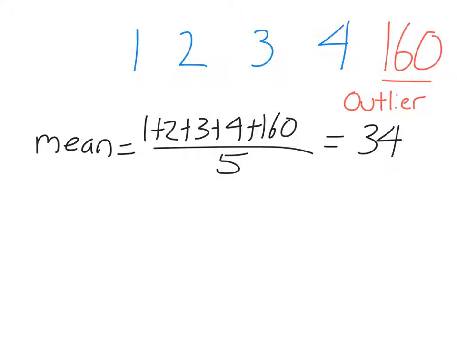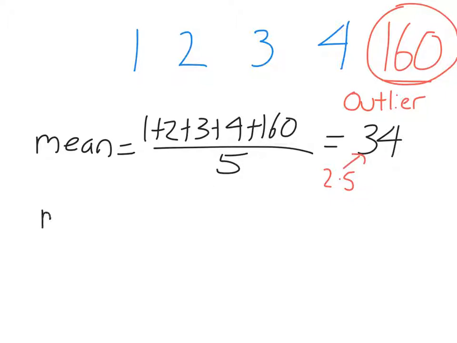So what I hope we understand is that when I had the data 1, 2, 3, 4, without the 160 score, the mean was 2.5. So by adding this score of 160, the mean has gone up from 2.5 all the way to 34.